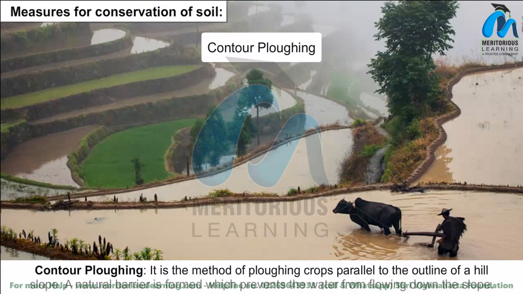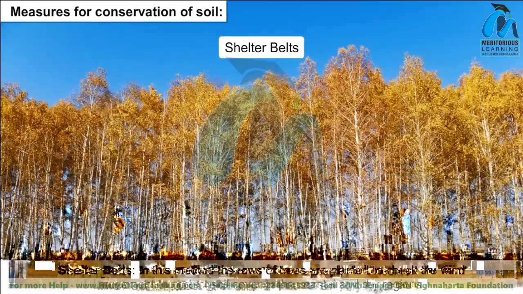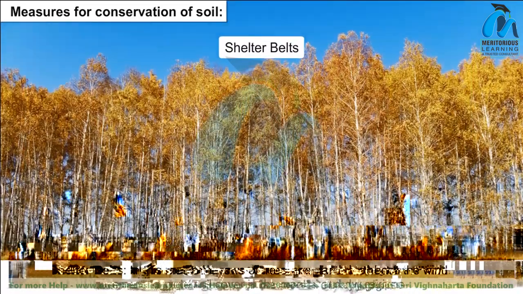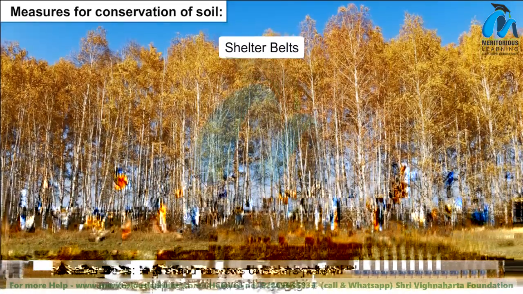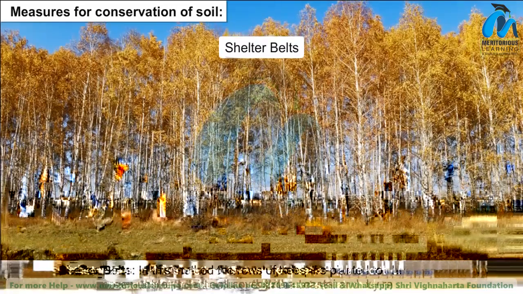Contour plowing. It is the method of plowing crops parallel to the outline of a hill slope. A natural barrier is formed which prevents the water from flowing down the slope. Shelter belts. In this method, rows of trees are planted to check the wind movement to protect soil cover in the coastal and dry regions.